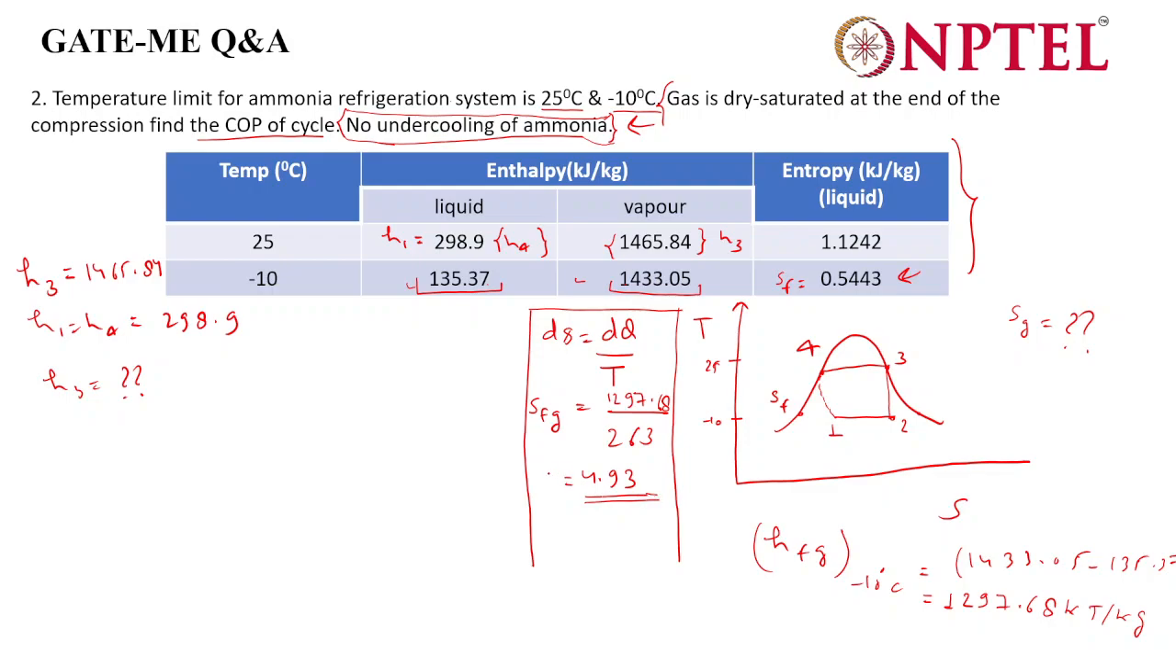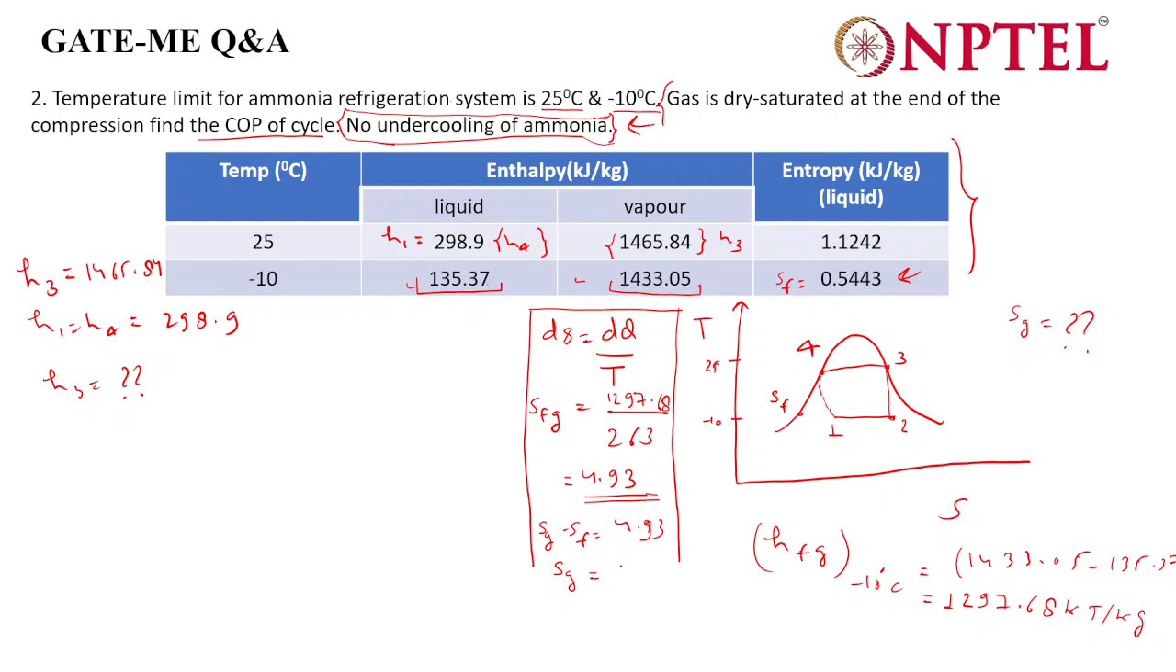Yes, sir. Then we know s_fg here, but we know only s_f from here. So s_g minus s_f is this 4.93. So can you tell what is s_g? 1.1242, sir. I think something I missed, this is wrong. s_g minus s_f, right? So s_f will come here, so it will add to 4.93. 5.48.